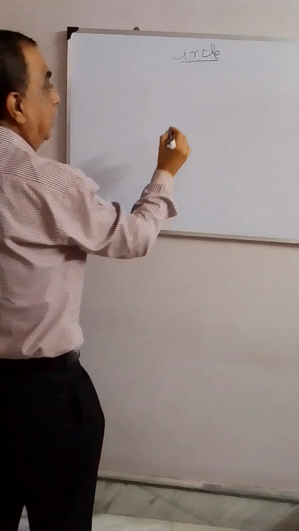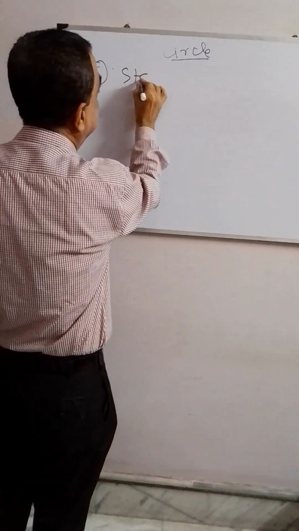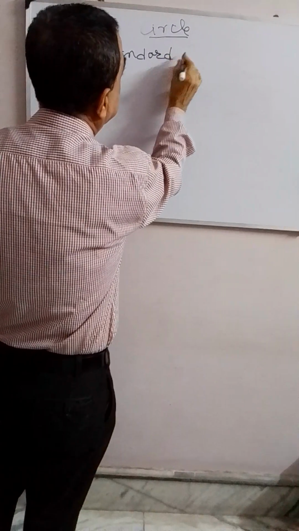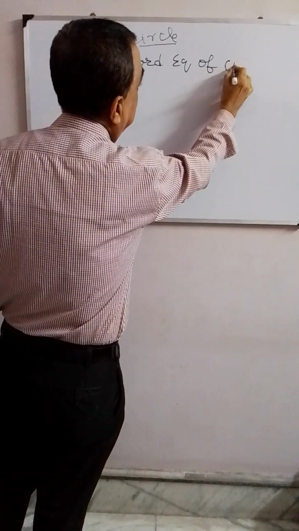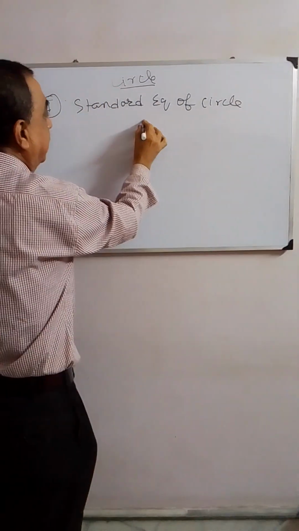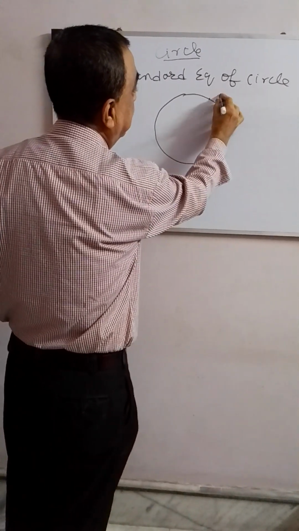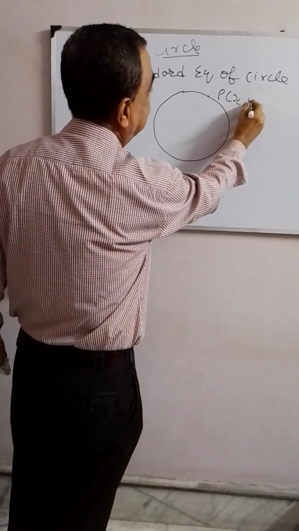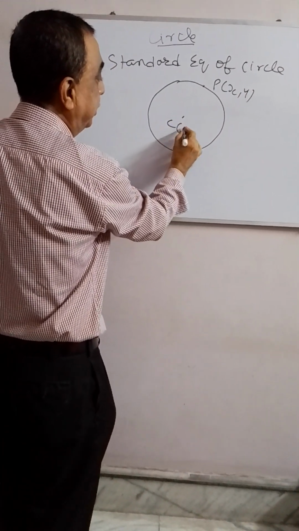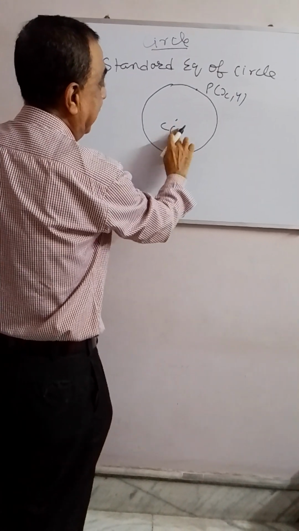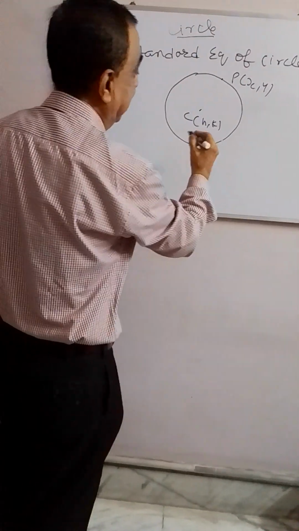First we are discussing the standard form of the equation of the circle. Now what is the standard equation of the circle? Suppose this is the circle, and this is the moving point whose coordinates are x and y, and the center of the circle is C. Suppose we take the coordinates of the center as h, k.